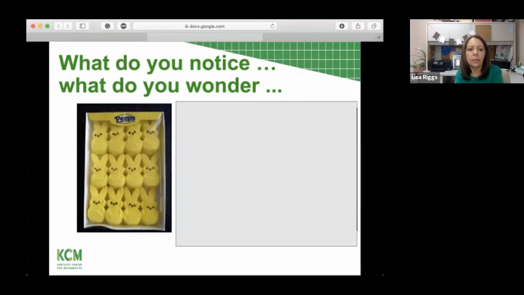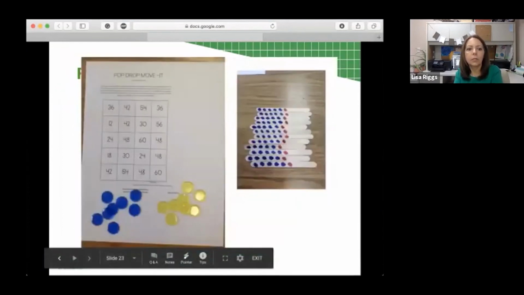My clicker doesn't want to click, sorry. Oh, now of course it took off.